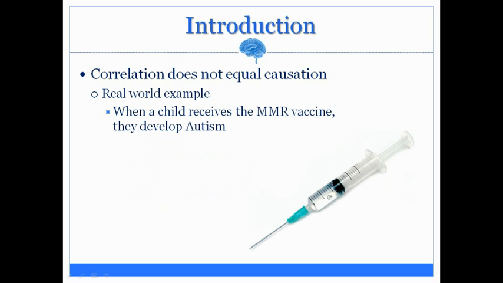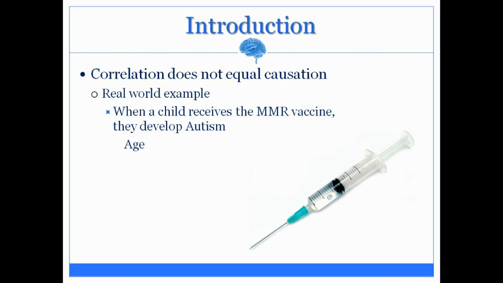Here are some wonderful real-world examples. In other slides I've discussed the relationship between the MMR vaccine, which is the measles, mumps, and rubella vaccine, and the developmental disorder, autism. In the real world, people have exposed their children to the measles, mumps, and rubella vaccine, and subsequently the parents assume that the child develops autism. They see a correlation in time: when they receive the vaccine, these children also develop autism.